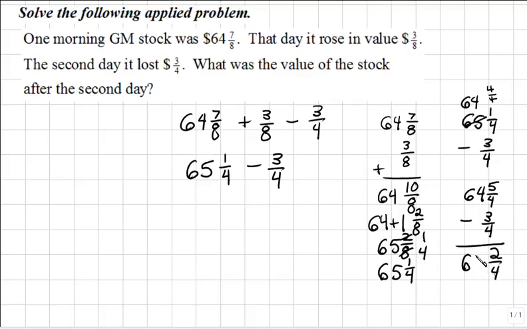So the value is now at 64 and 2/4, but again 2/4 can be reduced by a factor of 2. So 2 divides into 2 once and into 4 twice. So really the value would be 64 and 1/2. So our final result is 64 and 1/2. This represents the value of the stock after the second day.